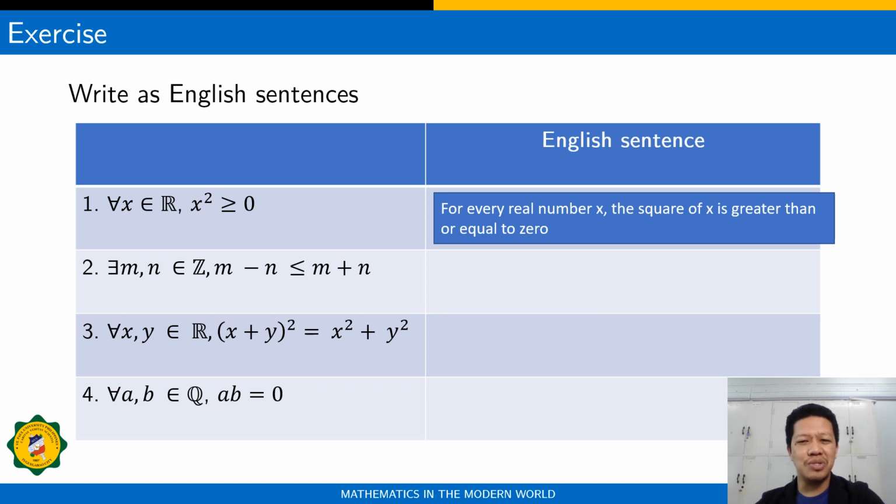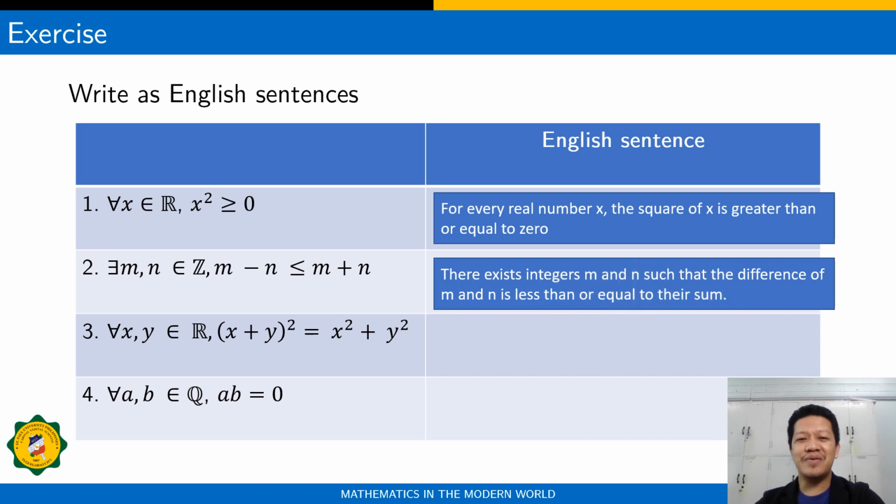Let's try number 2. By reading it symbol by symbol, we have for all m, n element of Z, that's actually the set of integers, m minus n is less than or equal to m plus n. A more formal way is, for all integers m and n, the difference of m and n is less than or equal to their sum.